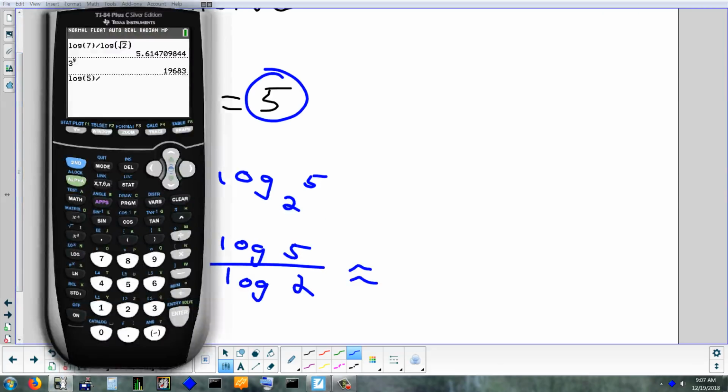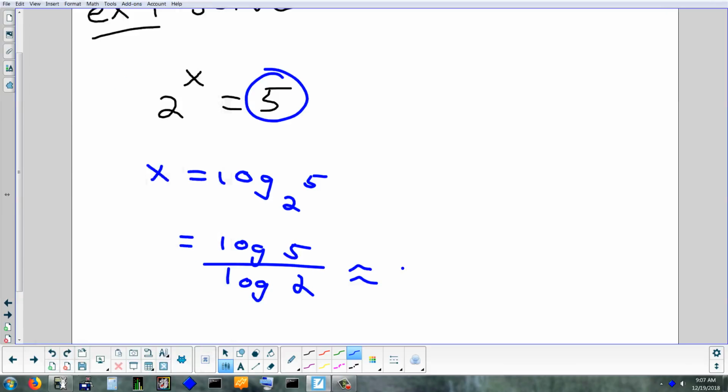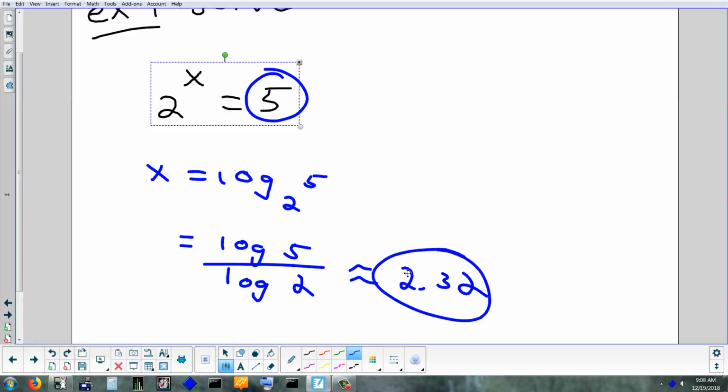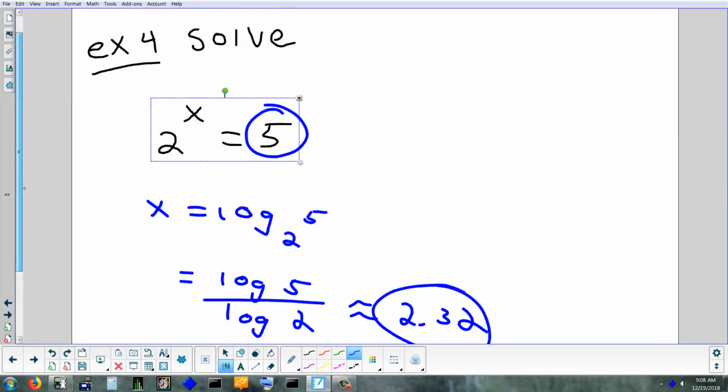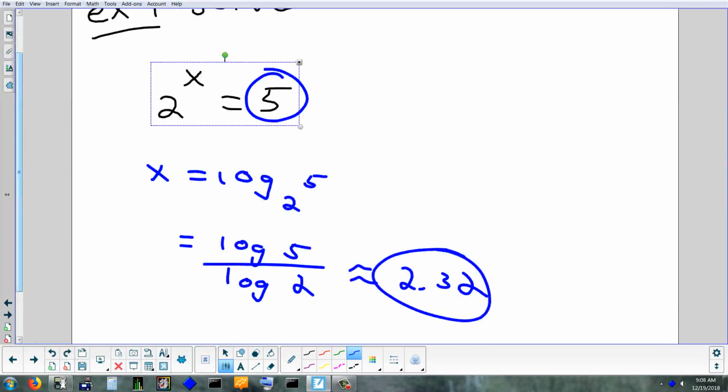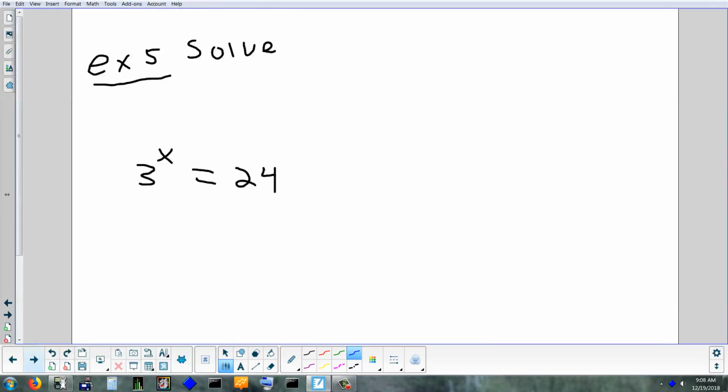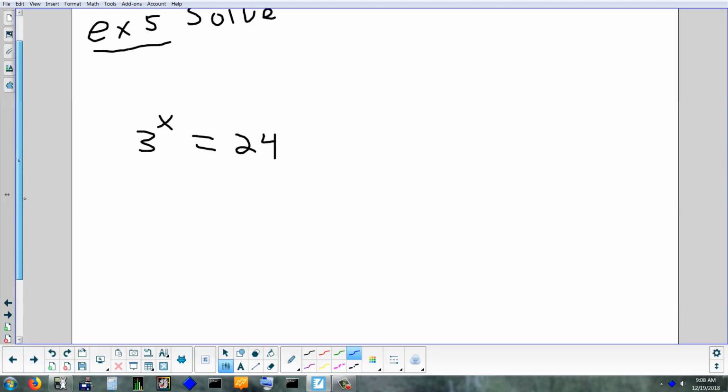So log 5 divided by log 2, parentheses, again, make sure you watch those. It's about 2.32, which is exactly where we expected the answer to be. We knew 2 squared was too small. 2 cubed is too big. So it's in between the two. Questions on that one? Okay, so that's again another pretty quick one. Pretty much the same as the last one.